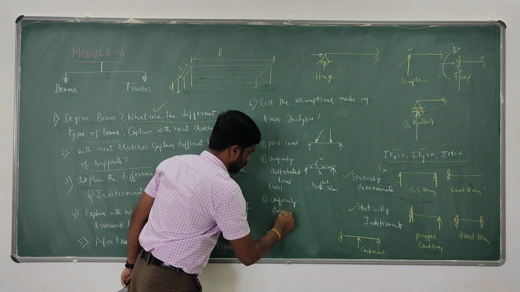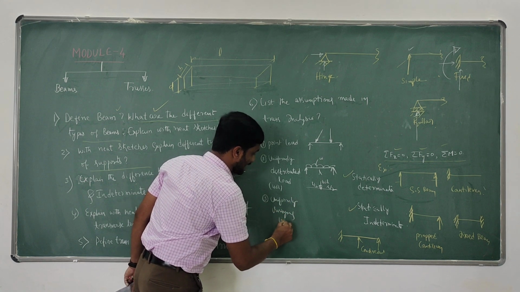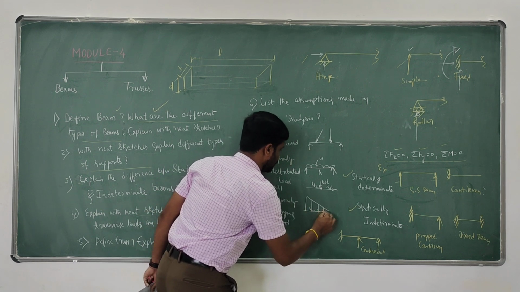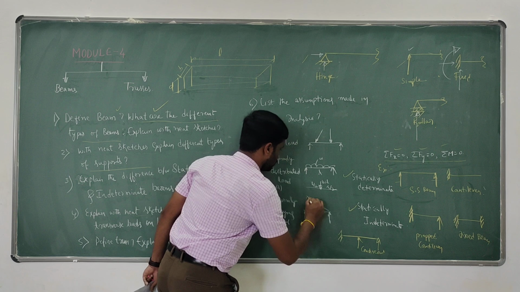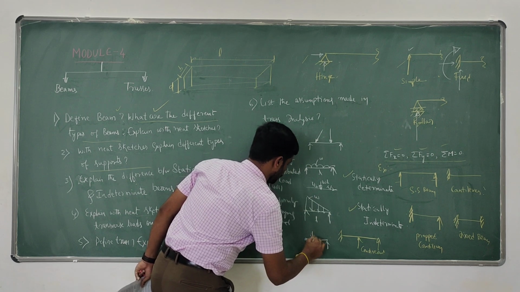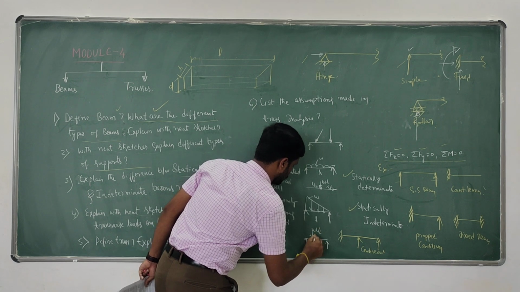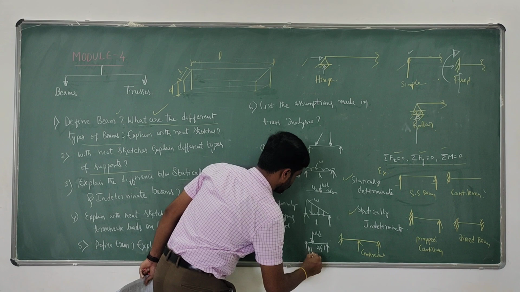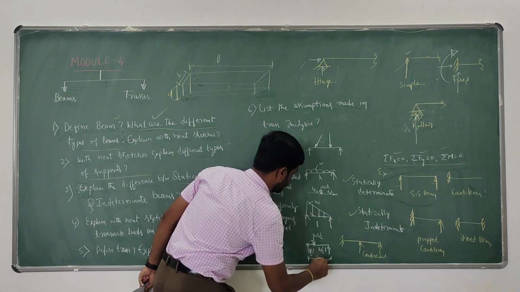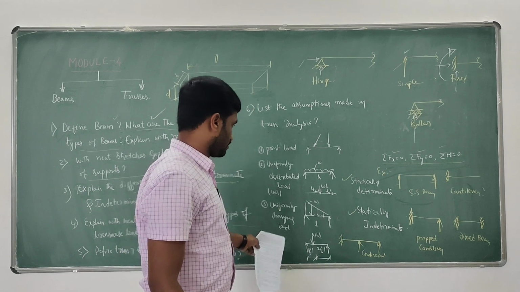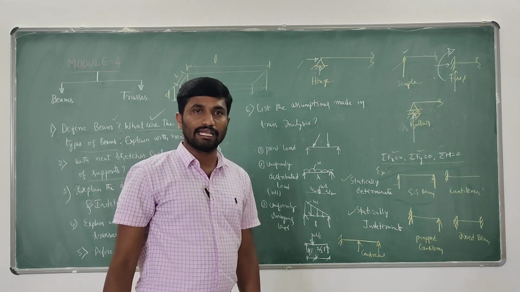Next, uniformly varying load, or triangular type of load like this. Uniformly varying load. WL by 2, acting at 2/3 of length from apex, 1/3 of length from base. This is uniformly varying load.